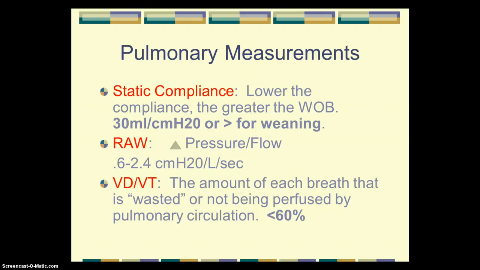Our VD/VT is very important, especially for Bohr's equation. So, if you note, the amount of each breath that is wasted or not being perfused by pulmonary circulation is less than 60%. And that is, of course, our PACO2 minus PECO2 divided by PACO2.